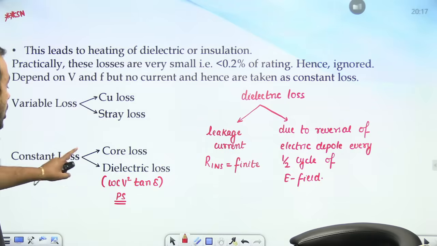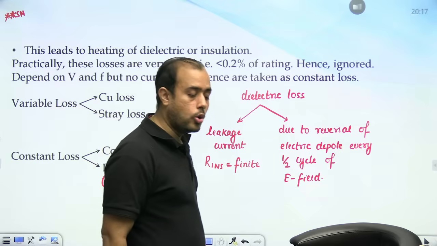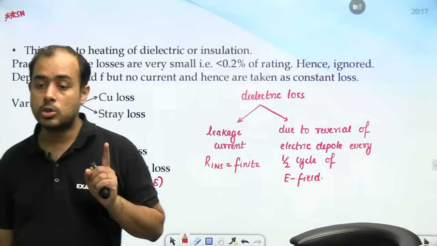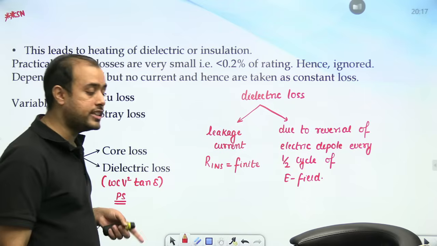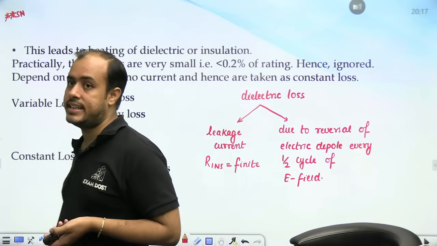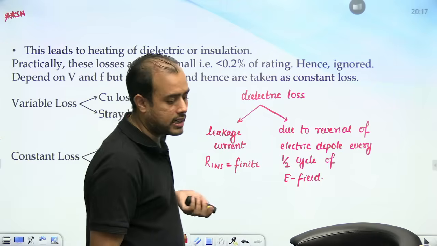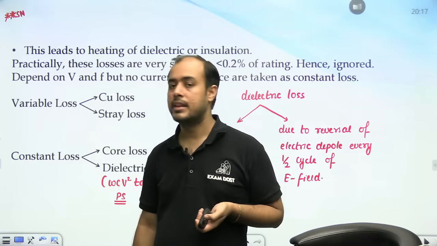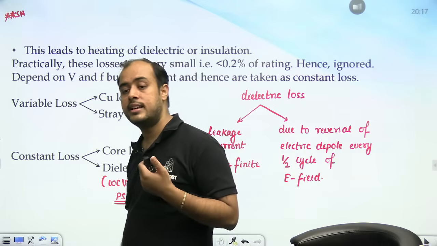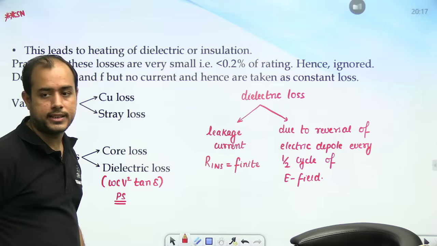So dielectric loss and core loss are constant losses. They do not depend on the current. Copper loss and stray load loss depend on the current. They are variable losses. So variable losses are those which vary with the load or the current. जो load या current के साथ vary करे, that is variable loss. And one which does not vary with the load or the current is the constant loss. So core loss and dielectric loss both depend on voltage and frequency, whereas the copper loss and stray load loss depend on the winding current.